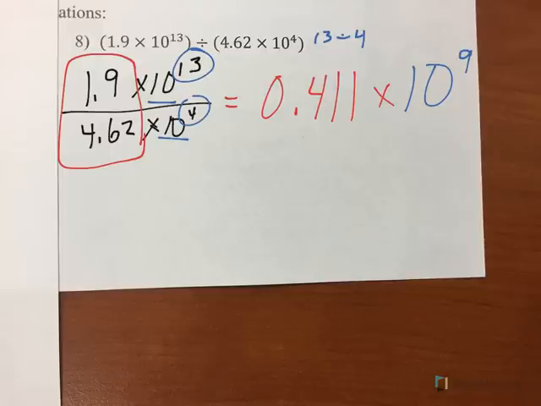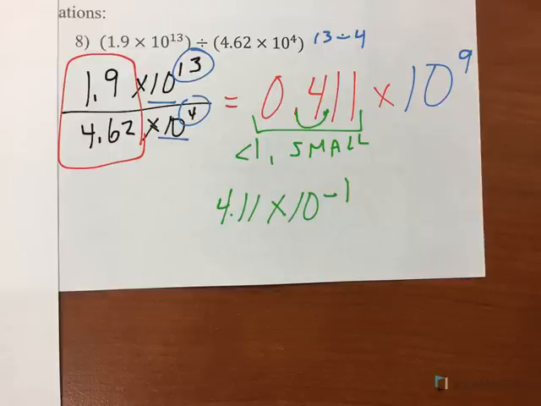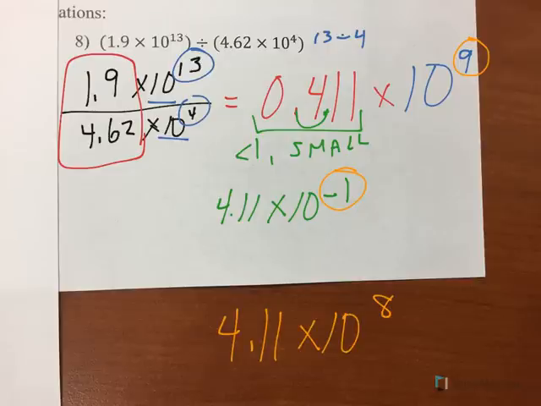Now this is an okay answer, except my front number is less than 1, which means it is small, yielding a negative exponent. So if I move it 1 place, that's 4.11 times 10 to the negative 1st. That has to be negative because this is a small number. Now, negative 1 plus 9, right, because doing that, we end up with 4.11 times 10 to the 8th as our final answer.